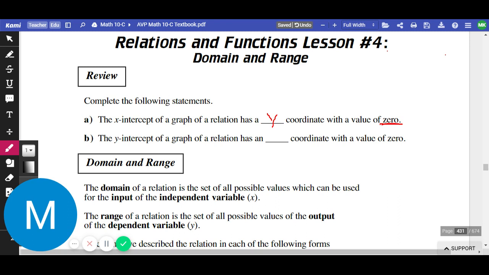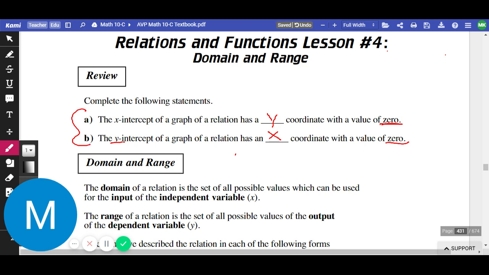Alternatively, the y-intercept of a graph relation has an x-coordinate with a value of 0. So when you're talking about your y-intercept, you have an x-coordinate of 0. And that was kind of the trick of doing everything we did yesterday. Then we did some algebra, we did some graphs, we did a wide variety of stuff. But it all kind of came down to those two ideas and remembering how to do that.